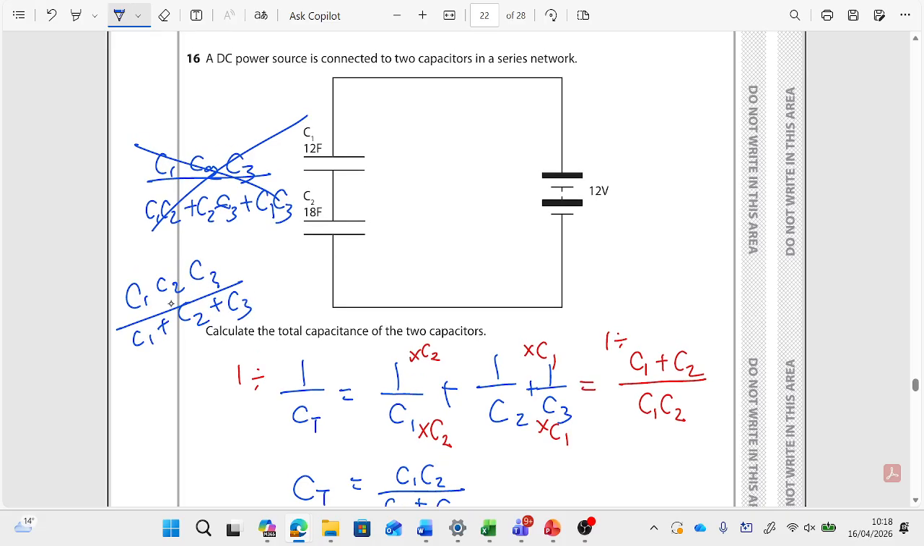Most people use that sort of thing. So that's the wrong way. That's the right way. But again, you can do your maths if you know how to do your maths.